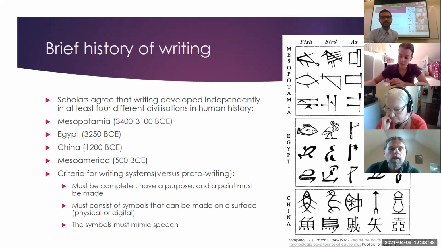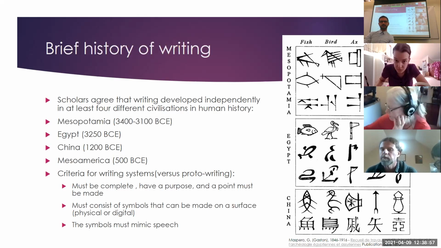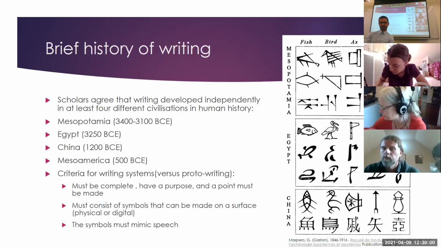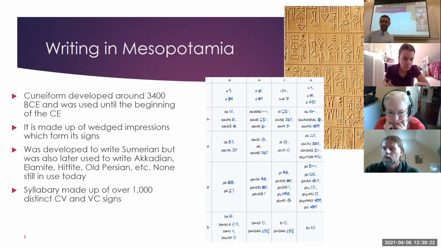So just to start off with a brief history of writing, scholars kind of agree that writing probably was invented in at least four different cases in history: in Mesopotamia, in Egypt, in China, and in Mesoamerica. The criteria for being a full writing system versus proto-writing is that it needs to be complete, have a purpose, a point must be made, and it needs to consist of symbols that can be made on a surface or now digitally. And also the symbols must somehow mimic speech. So I'll just talk about the four instances briefly.